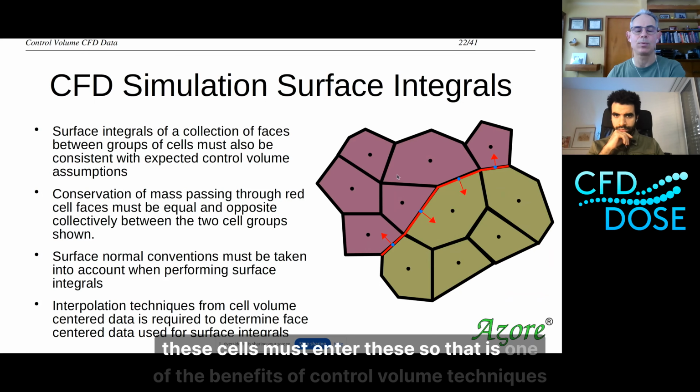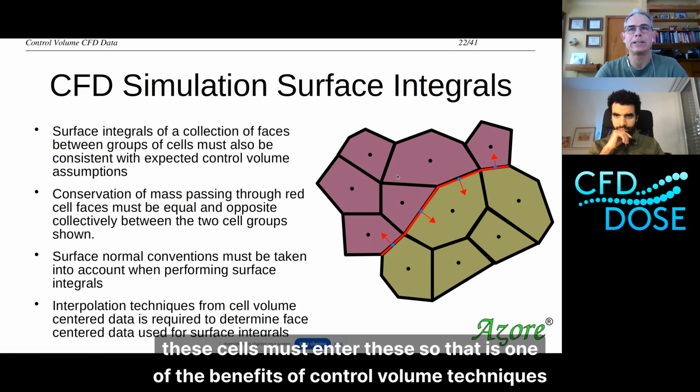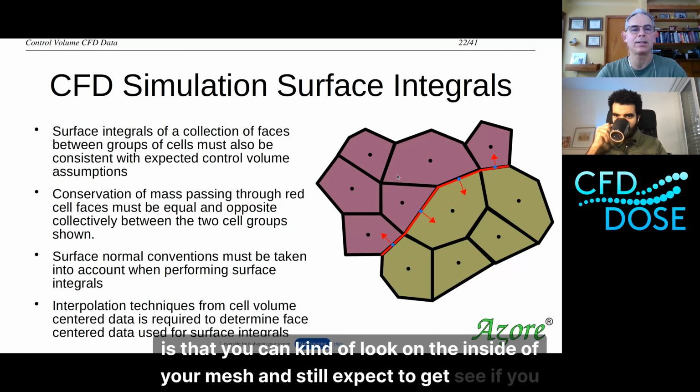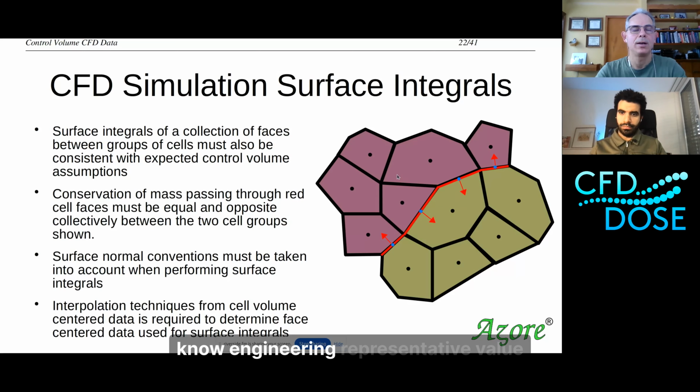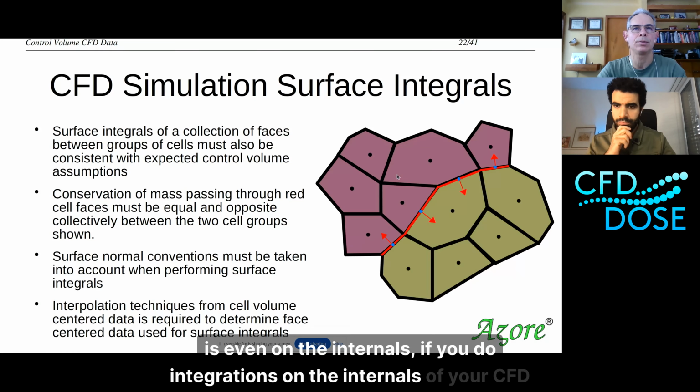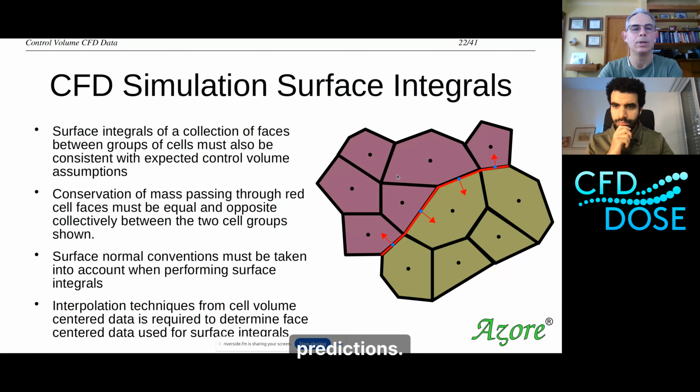So that is one of the benefits of control volume techniques, that you can look on the inside of your mesh and still expect to get engineering representative values, even on the internals, if you do integrations on the internals of your CFD predictions.